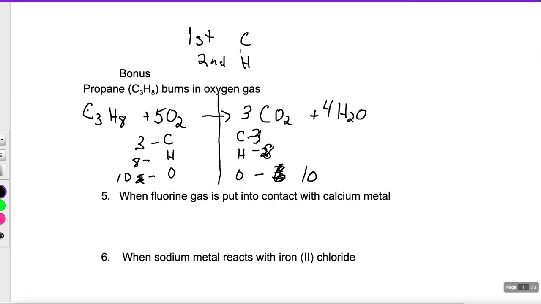Okay, always do it. First carbons, second hydrogens, third do the oxygens. That's because the oxygens are usually in more than one spot over here, and it's just easier if you do it that way. All right, that's it for that video. You should try to see if you can do the rest of this video.